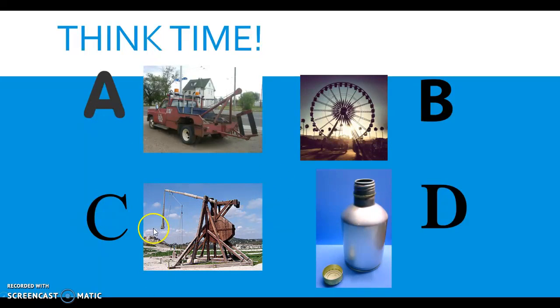Hopefully by now you picked C. It is the catapult. The catapult is one of the most ancient versions of a lever. This would be an example of a screw. This is a wheel and axle. And here we have another pulley with a tow truck.